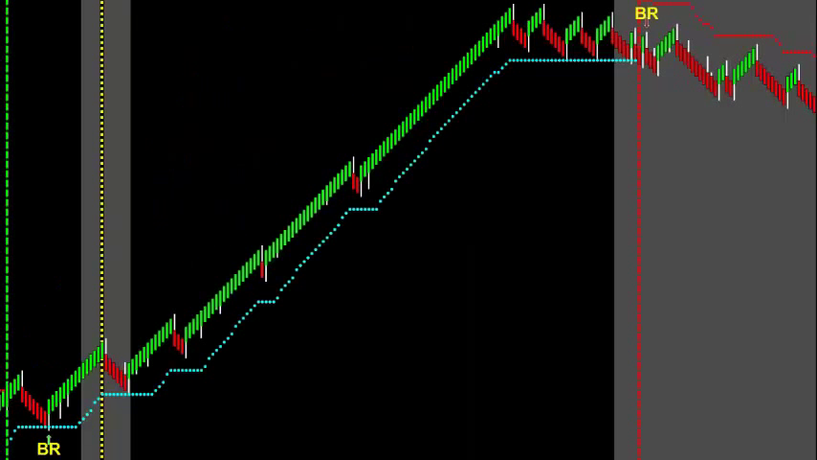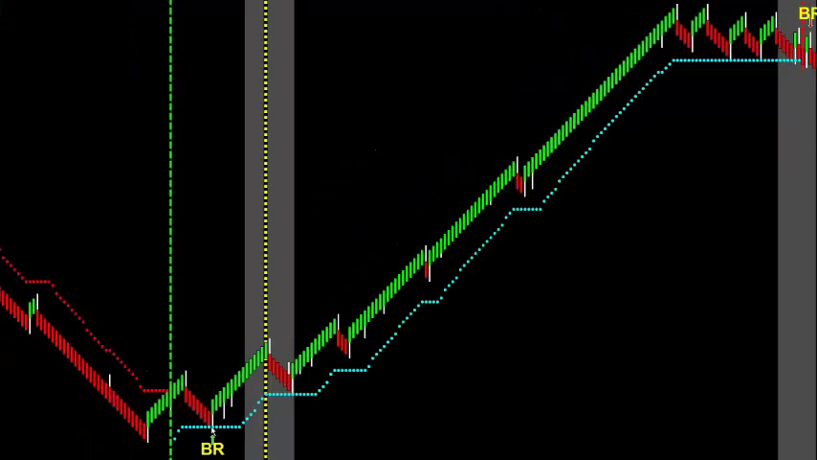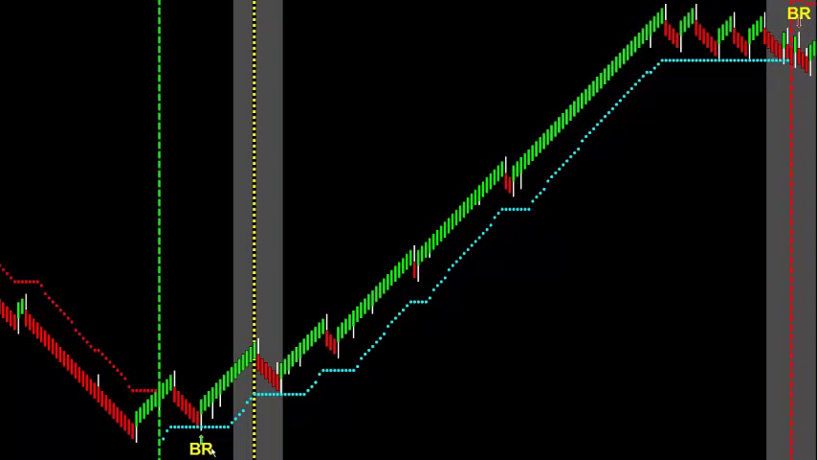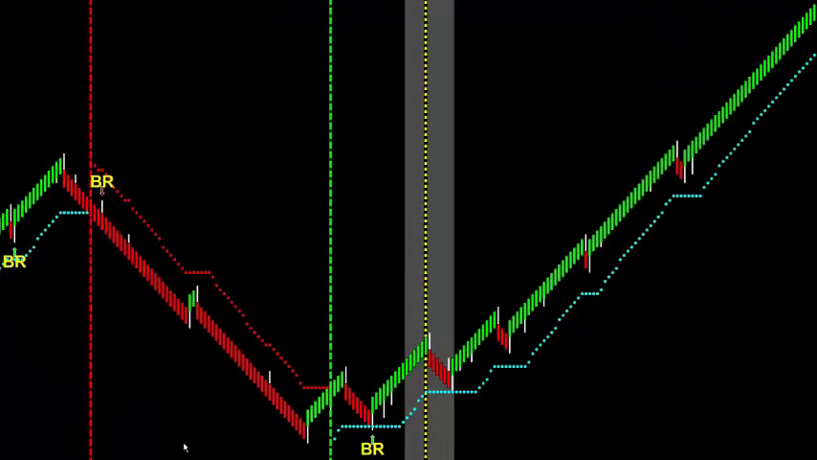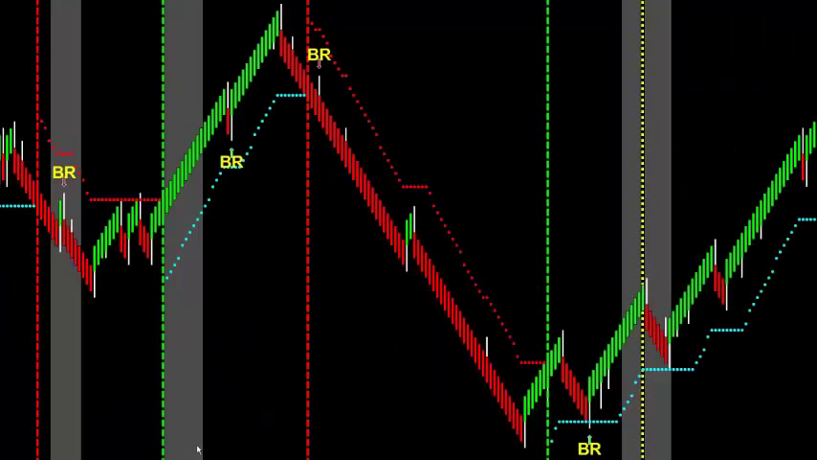Now again, that's as far a pullback as you can get. That little wick actually went past these SAR dots, but notice it never closed past them. So that stayed intact. Had that bar closed at the bottom of that wick, we would have had a red vertical line down. So some nice runs on that.